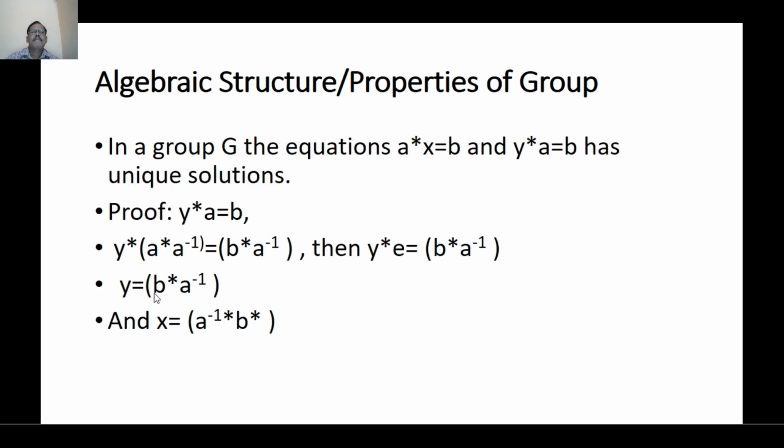Next property: in the group G, the equations A star x equal to B and y star A equal to B have unique solutions. If you take y star A equal to B, multiply by A inverse on both sides: y star A inverse star A is equal to B star A inverse, and A star A inverse is equal to E. So y star E is equal to y, that is equal to B star A inverse. This is the solution of the given equation. Similarly, the other has a solution.